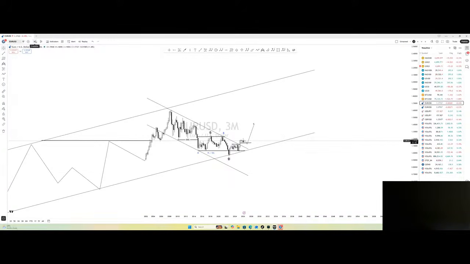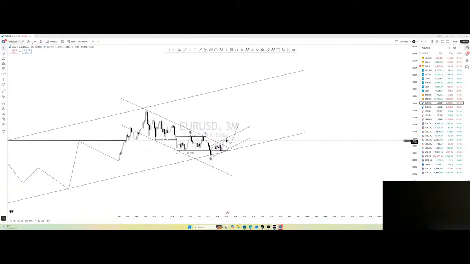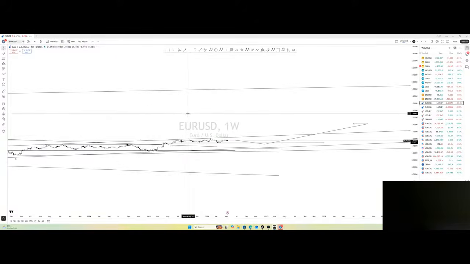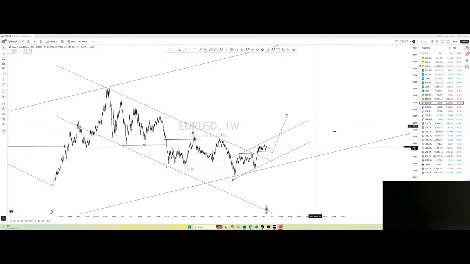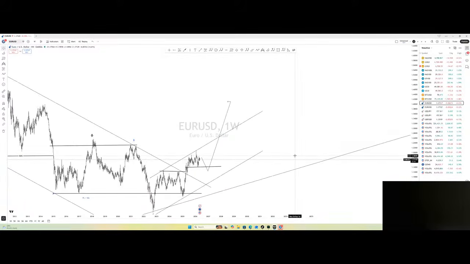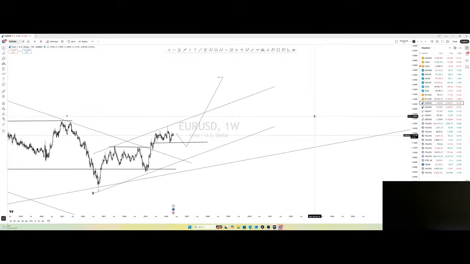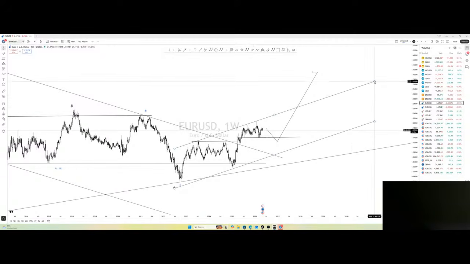So let's go lower time frame. So I think we've got a trend formation there. We go weekly. Now you understand what we're doing here. We're trying to figure out at the current price where we are. So price in that channel there, I'll make the channel bigger.